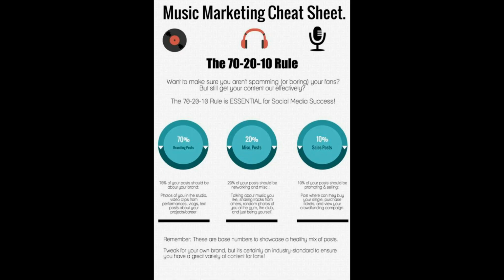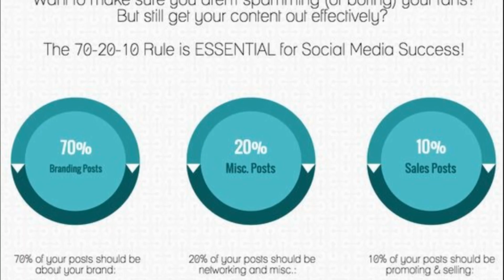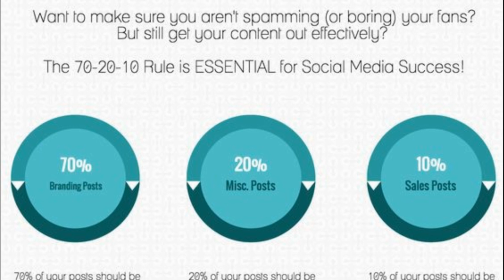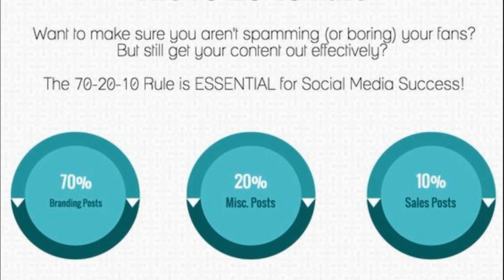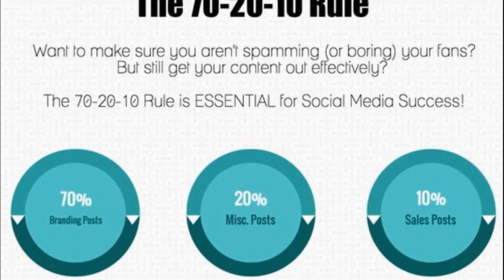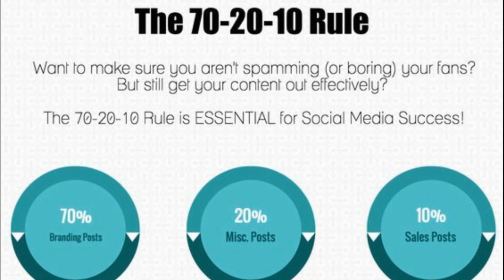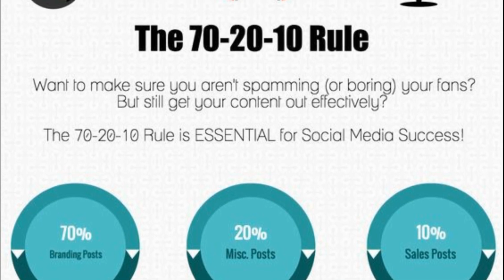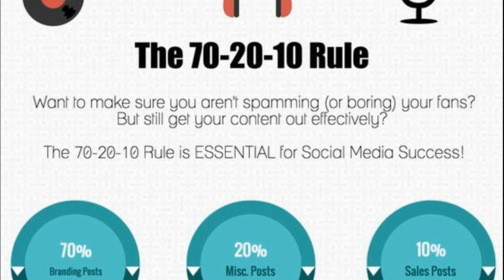So I was browsing around and I came across something on Pinterest that I thought was really cool, and I wanted to share it with you guys. It's a music marketing cheat sheet for social media. So let's check this out. As you can see here at the top, it says music marketing cheat sheet. It says, want to make sure you aren't spamming or boring your fans, but still get your content out effectively? The 70-20-10 rule is essential for social media success. Now let's see exactly what they say.